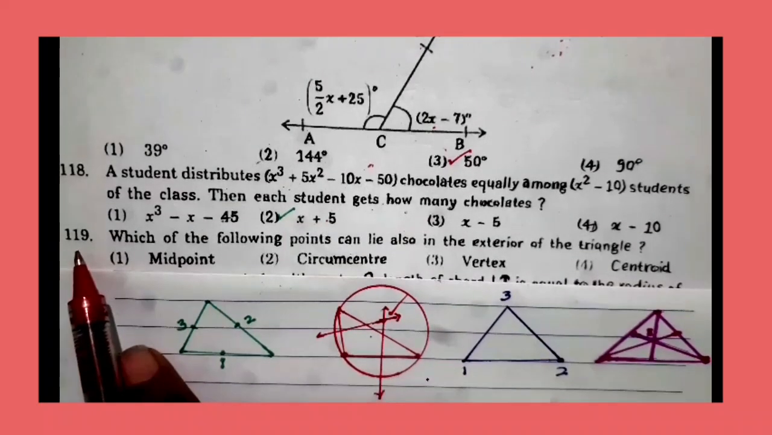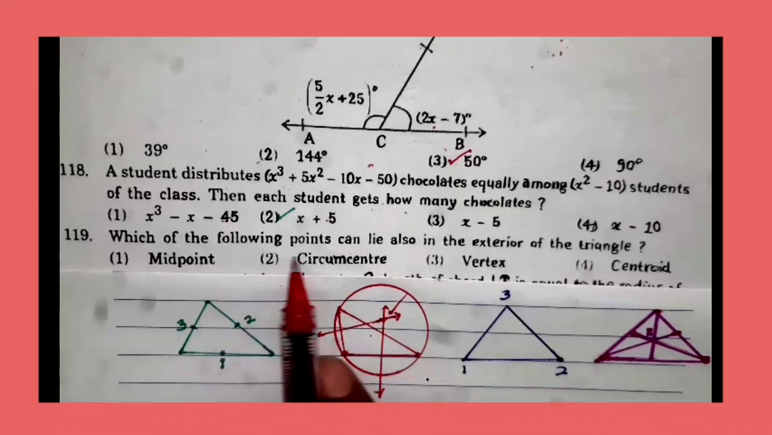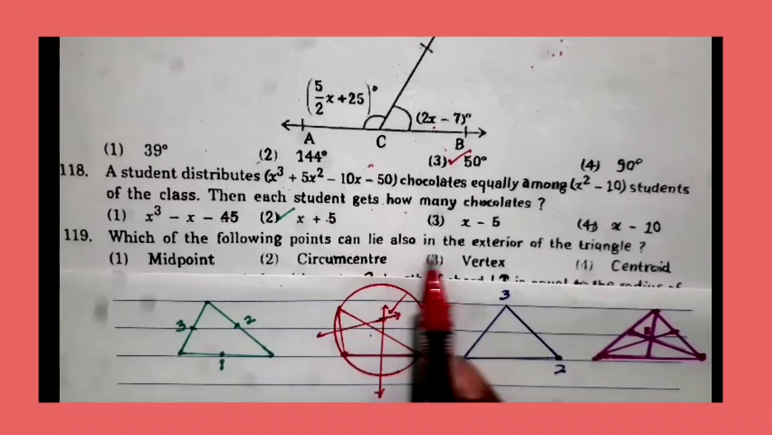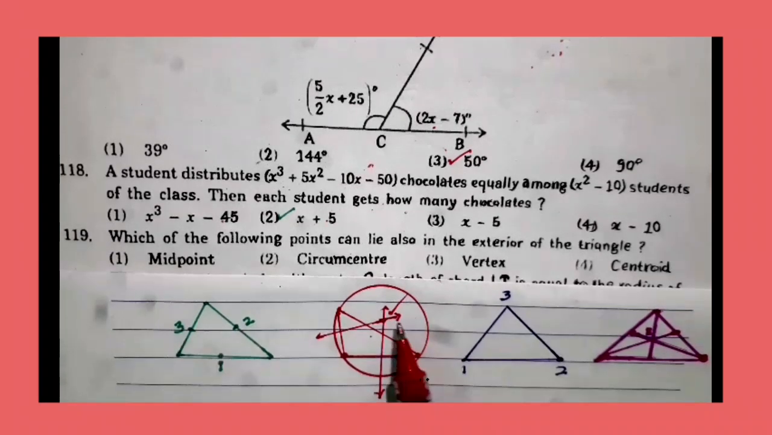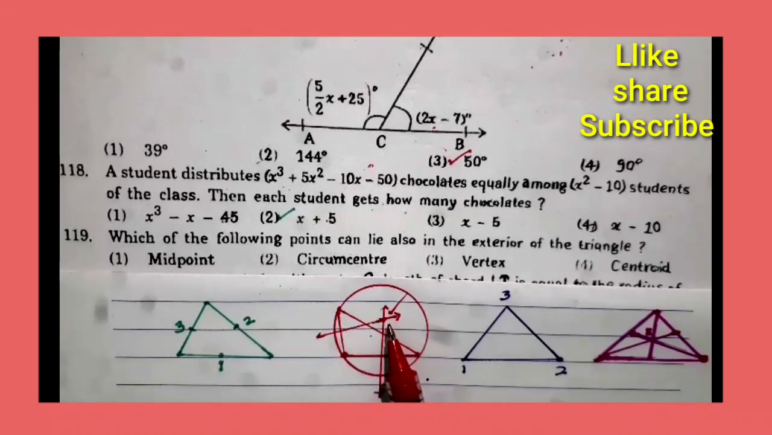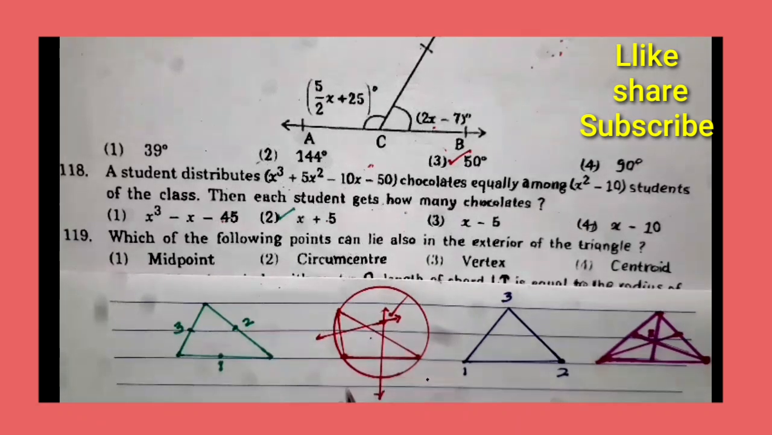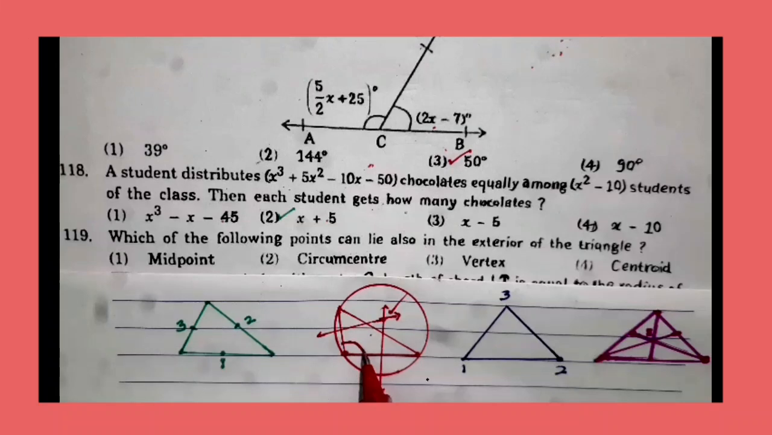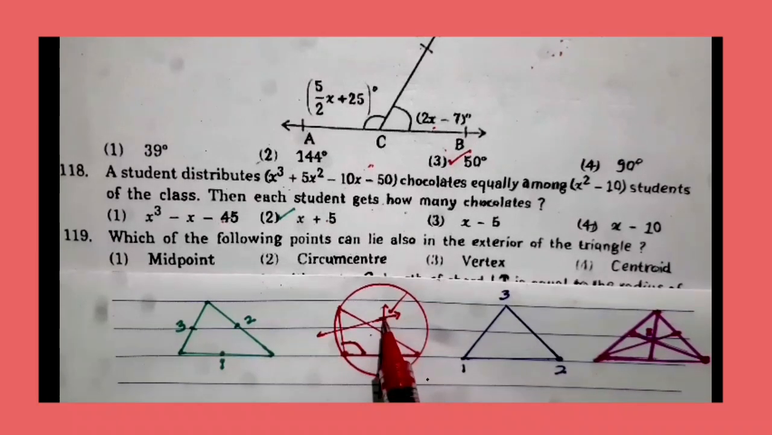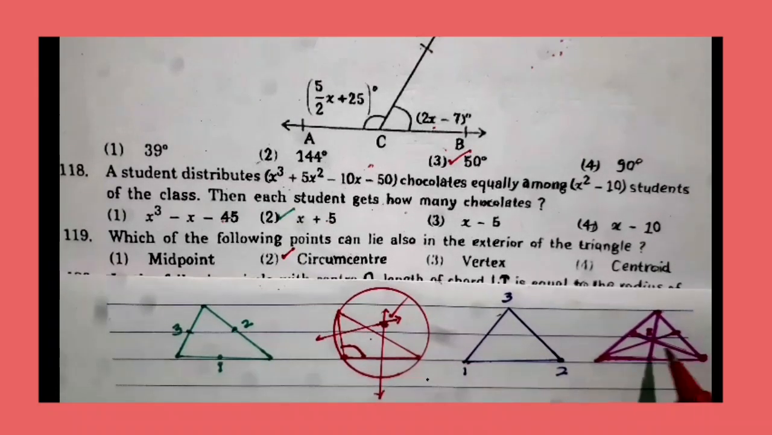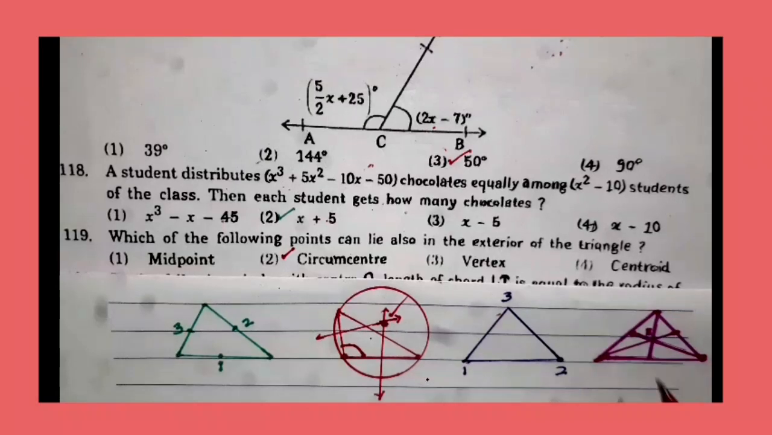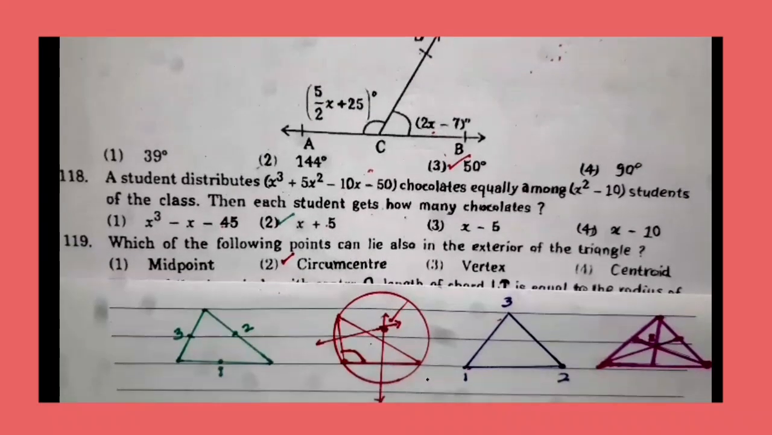Question number 119. Which of the following points can lie also in the exterior of the triangle? Midpoint, circumcenter. Circumcenter is our answer. In an obtuse angle triangle, the center, that is circumcenter, is in the exterior of the triangle. So our answer is number 2. This is vertex and this is centroid. That is the median of the side.